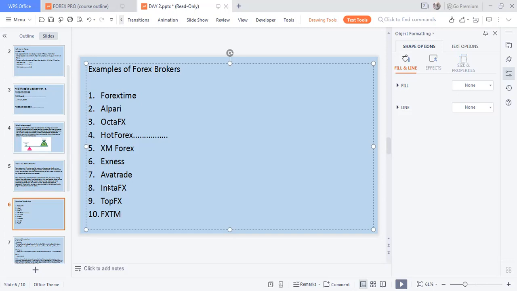So some of them are also very good. XNES is so perfect. XNES has a very low spread. AvaTrade is also very good. TopFX is wonderful. FXTM is another good broking firm. Forex Time is good. Apari, they are all good firms. But the truth is, you just need to stick to one. You just need to look for one that works well for you. I tell people something: if you don't meet your mentor to tell you the right brokers to use, you might regret it.